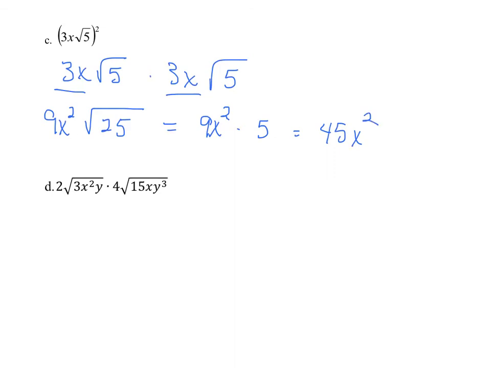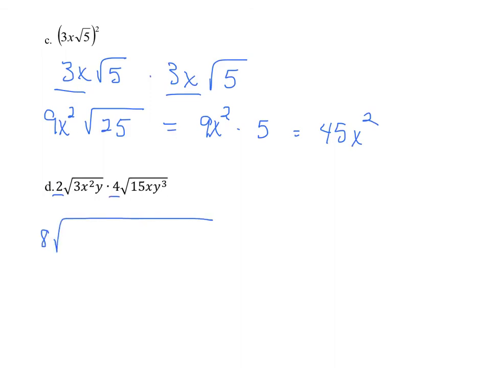Okay. The challenge is, a lot of times you're like, oh my gosh, can I simplify further? Once a number or variable is out of the radical, it stays as is. I know that sounds crazy, so don't try to simplify it more once it's out, okay? D, let's multiply the coefficients in front.